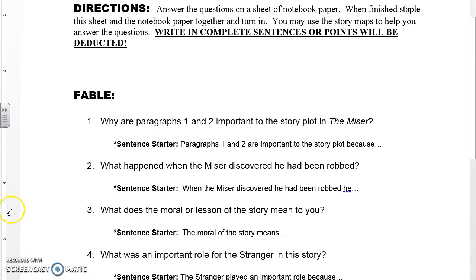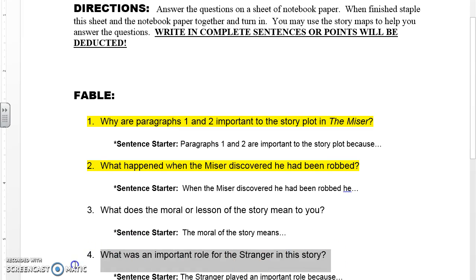Now, since we know that we're looking at the events that move a plot along, I'm going to go ahead and highlight in yellow those questions that are going to have to do with events in the plot. Okay? So 1 is one of those questions. Number 2, where it's asking what happened when the miser discovered he had been robbed, is one of those questions that deal with incidents in the plot. And that is basically question 4.